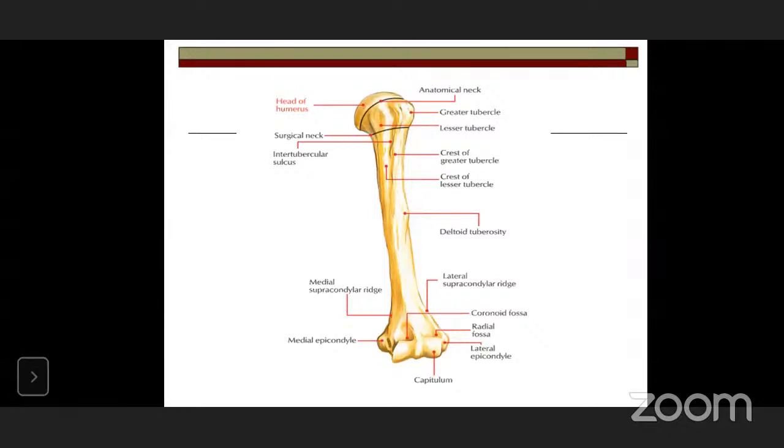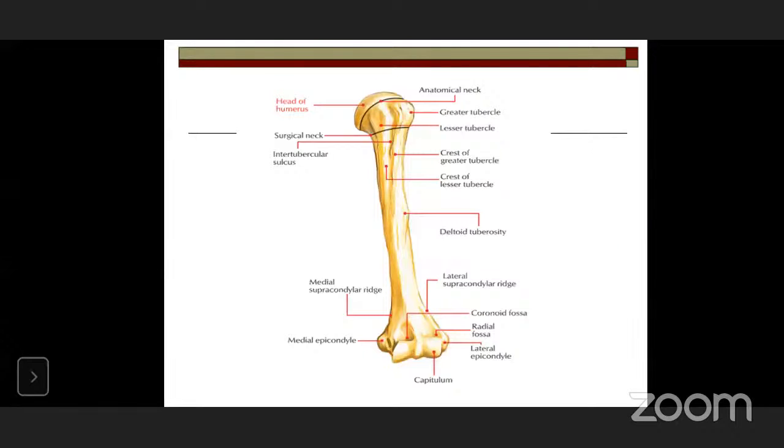Okay, then only it will be fulfilled. Otherwise it's very difficult. What happens is that many people, in the humerus, instead of greater tubercle, will write greater trochanter or lesser trochanter, and they will write only the anatomical neck. If you are mixing the femur with the humerus, it indicates that you don't know properly, so you lose the marks.